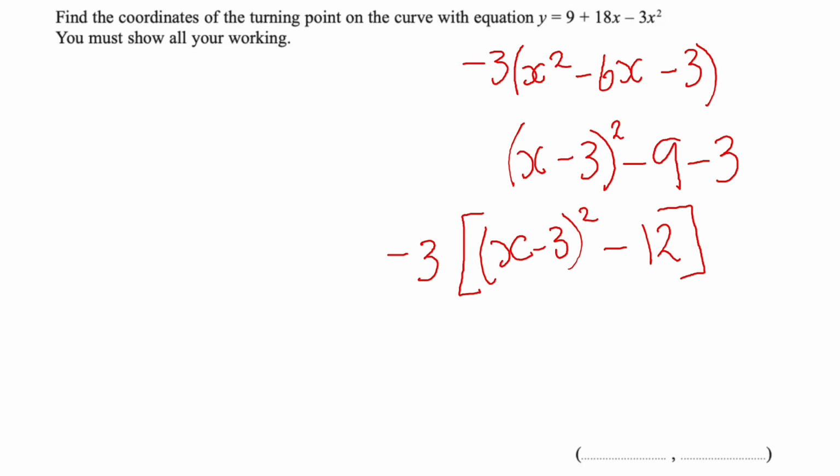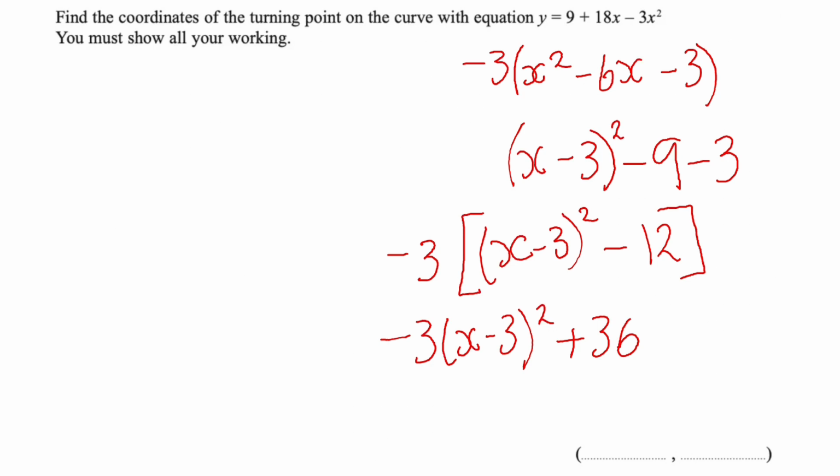So what I am going to do is multiply this negative 3 out with the bracket and the negative 12. Now I need to keep it inside the bracket here, so I'm not going to fully expand this bracket out, otherwise I would have taken it out of completing the square. So I have got negative 3, x subtract 3 squared, and then I cannot forget to multiply the negative 3 and the negative 12 together, and that would give me positive 36. I am now in the correct format for completing the square.